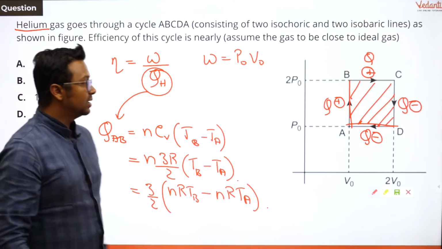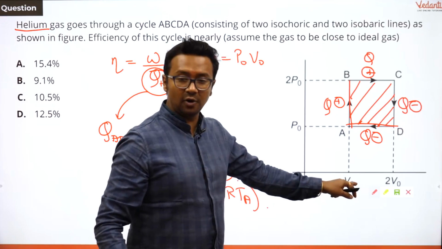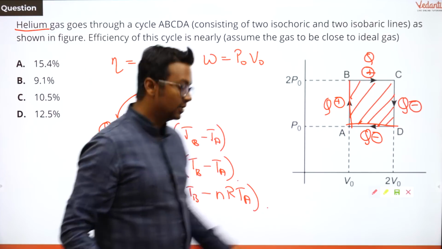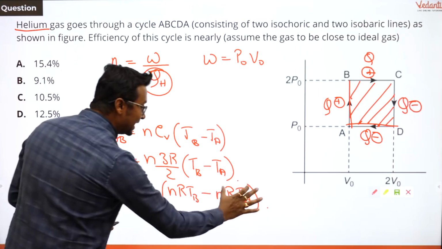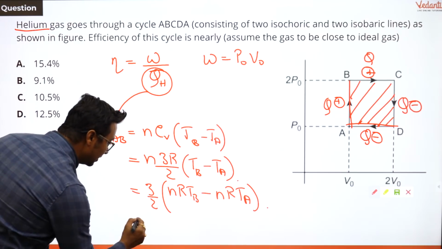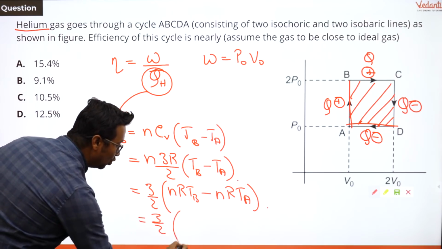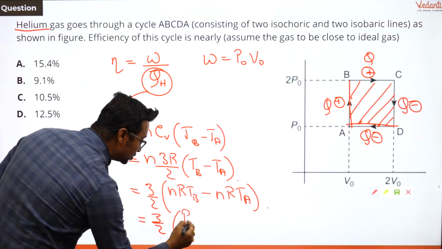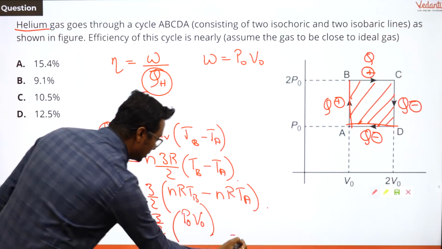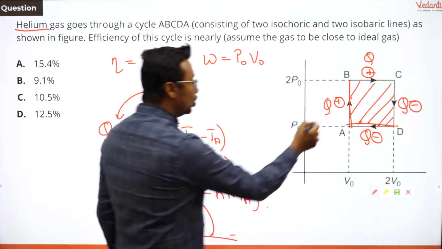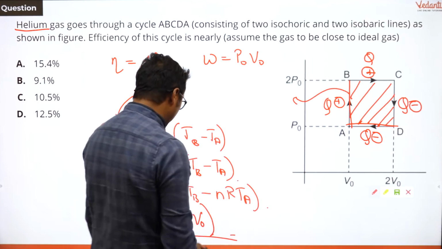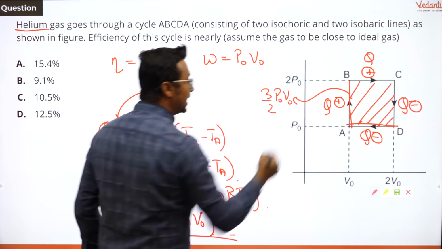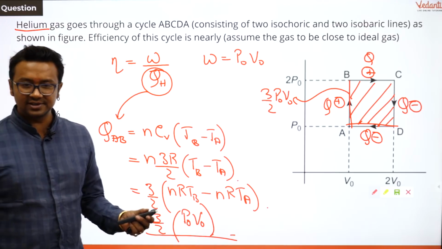What is nRTB? 2 P naught into V naught. What is nRTA? P naught into V naught. Overall, this entire thing can be written as what? 3 divided by 2 into (2 P naught V naught minus P naught V naught). That means this will be equal to simply P naught V naught. So this heat is how much? 3 by 2 P naught V naught, my dear students. Very simple to understand out here.